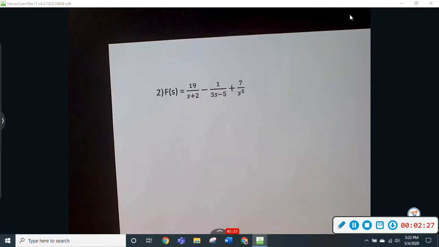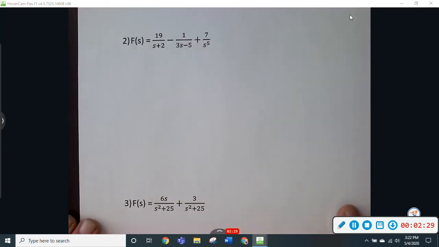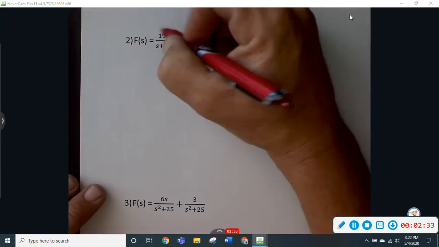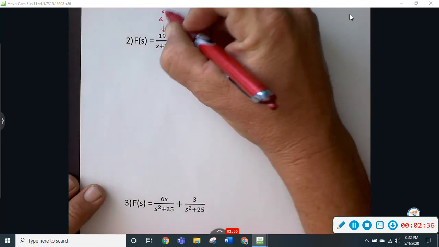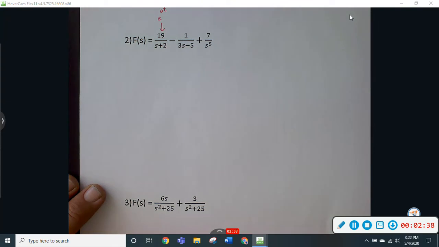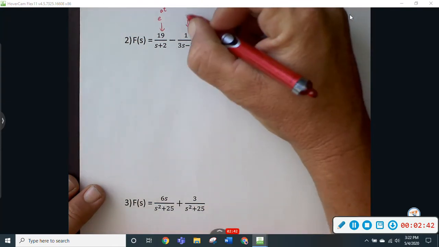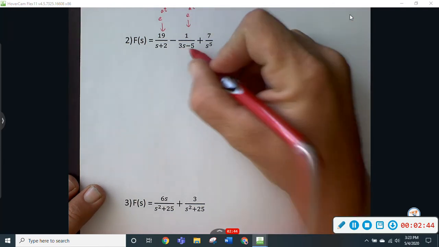Let's move on to number 2. So again, we're trying to identify those Laplace transforms. Another exponential, e to the at. We have a weird 3 in front, but it still looks like e to the at if we can somehow adjust these numbers to match.